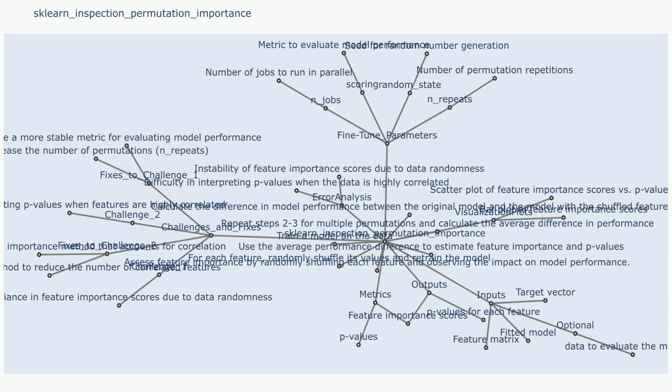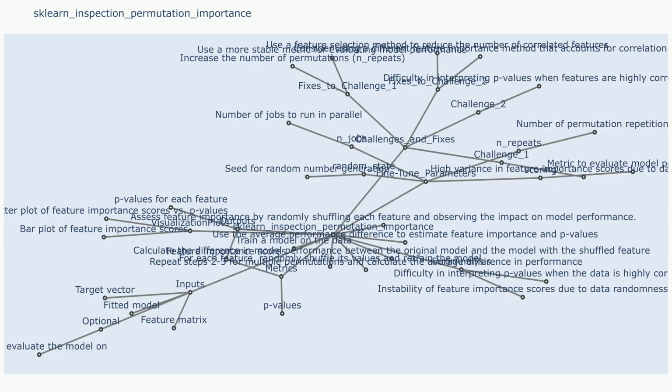Steps. Step 1. Explain in detail shuffle feature for each feature. The values are randomly shuffled or permuted while keeping other features unchanged. Step 2. Explain in detail evaluate model. The model is evaluated using the scoring function on a dataset with the permuted feature. Step 3. Explain in detail calculate importance.